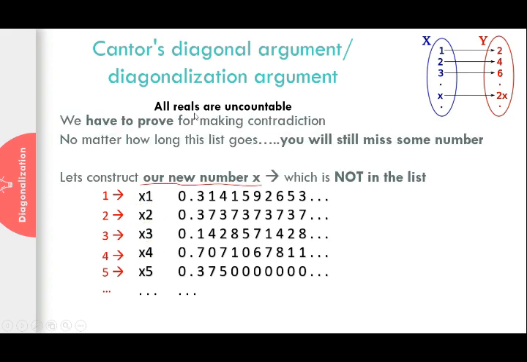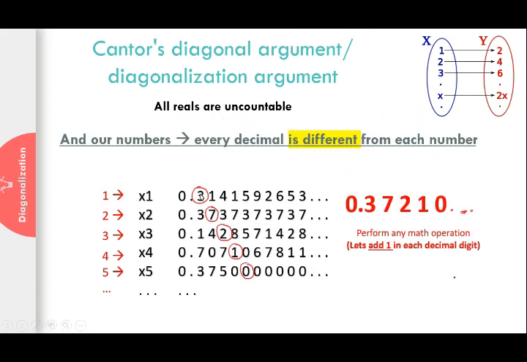To disprove that reals are countable, we have to create a contradiction. For that, we will create a new number. No matter how long this list goes, you will still miss some number. This is our final thing to prove. So we are creating a new number, and how we create it will be such that it is not in the list. But for that, we have to pick out some digits from the numbers in the list.